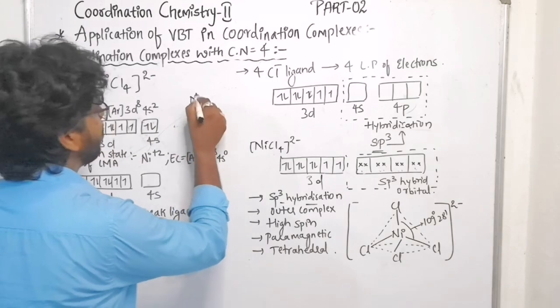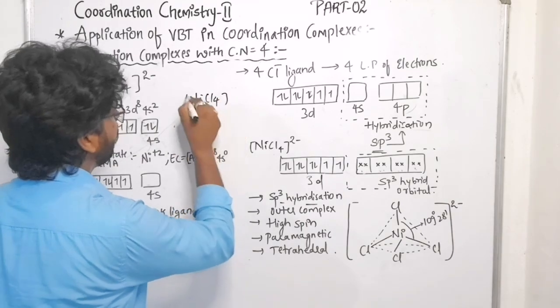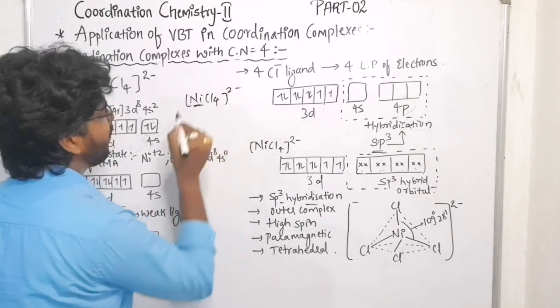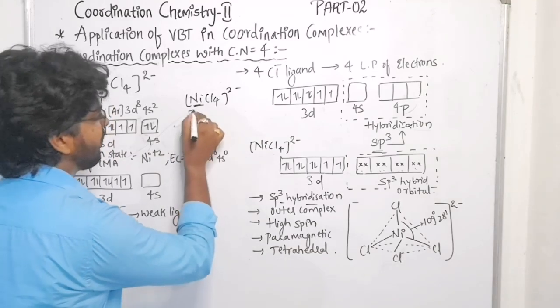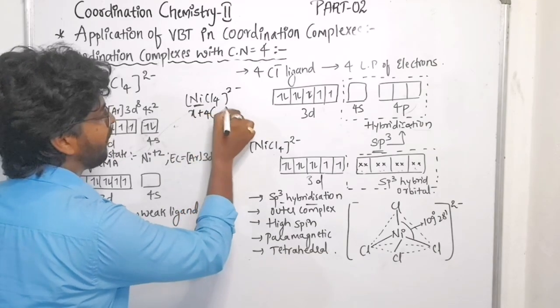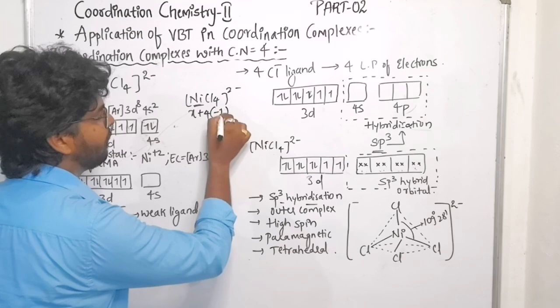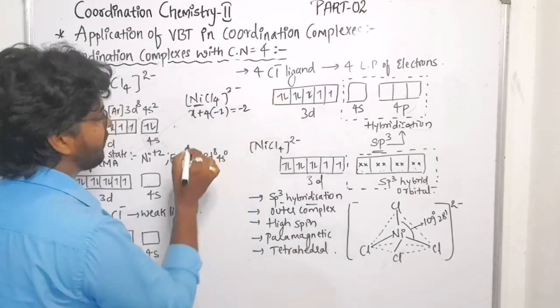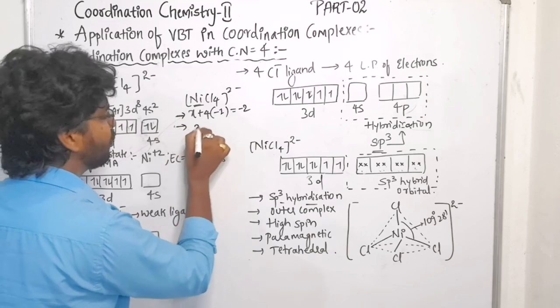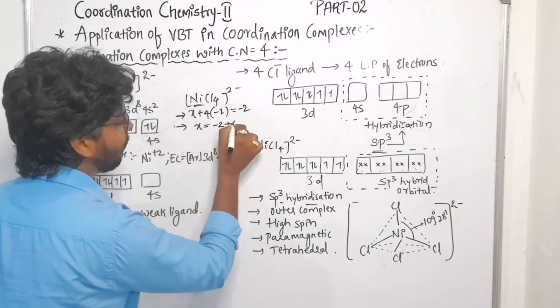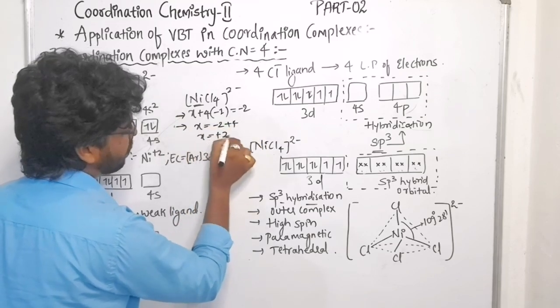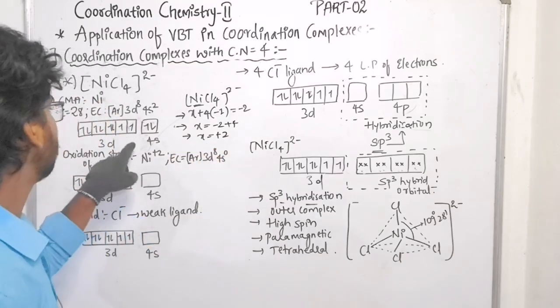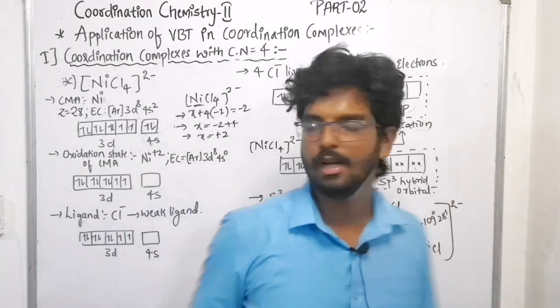So here, NiCl4 2 minus. We need to find out the oxidation state of nickel. Let us consider it as X plus 4 times Cl minus. Each Cl is carrying a minus charge, so it is minus 1. That is equal to the total charge of the complex, that is minus 2. If you solve for X, X is equal to minus 2 plus 4. X is equal to plus 2. So nickel is present in plus 2 state.